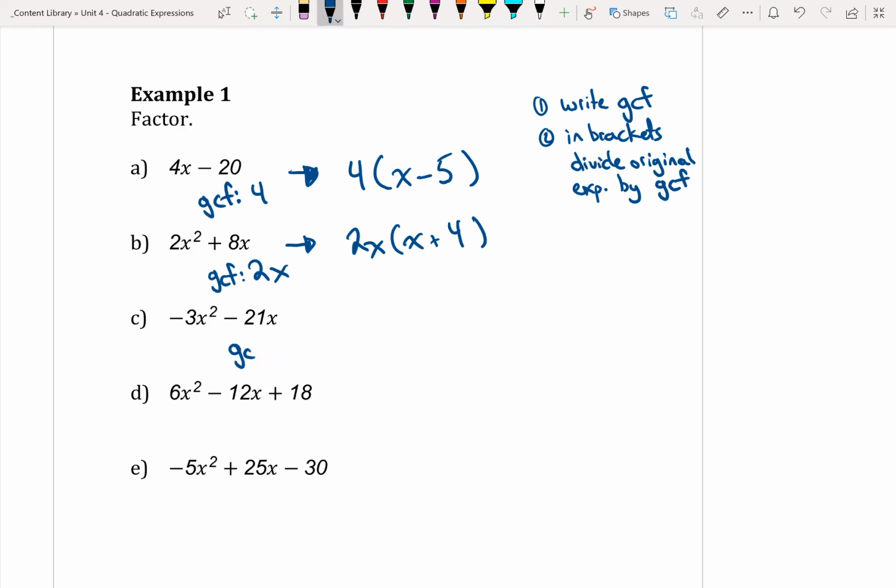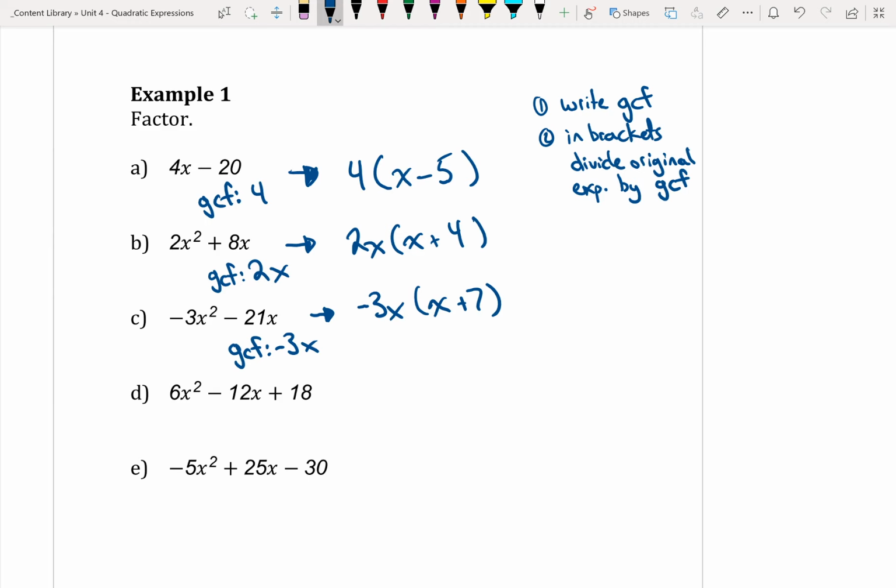For C, it's the same thing. Greatest common factor in this case is negative 3x. 3 is the largest number that's common between both of them, and they do share at least one x. So I'm going to write that greatest common factor on the outside. I am then going to divide the original term by negative 3x, so I'm left with x, and then positive 7. Because negative 3x squared divided by negative 3x is just x, and negative 21x divided by negative 3x is positive 7.